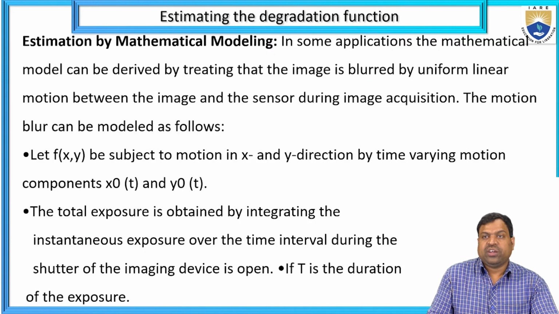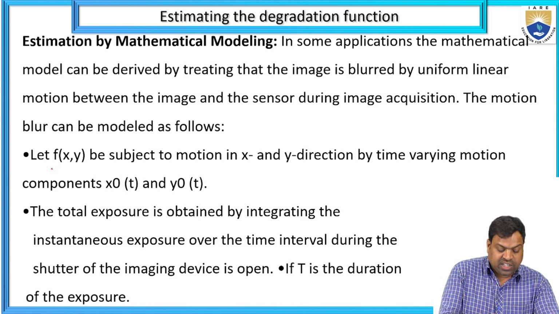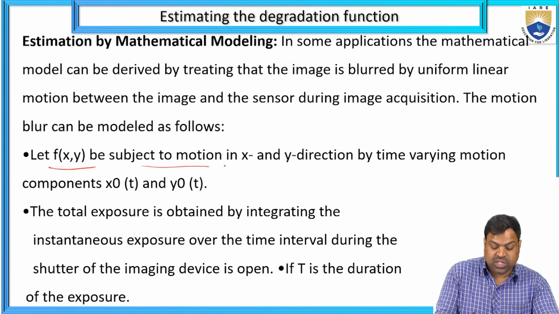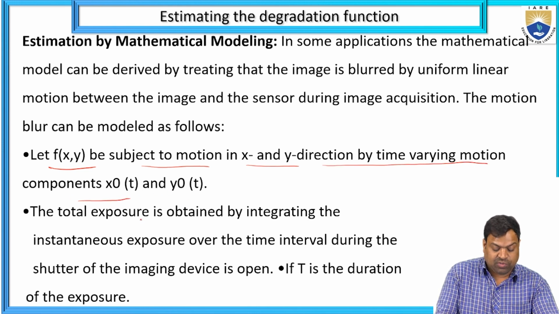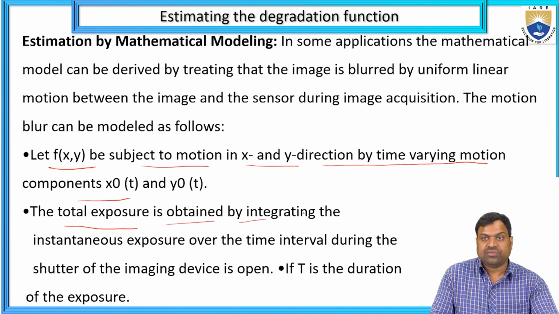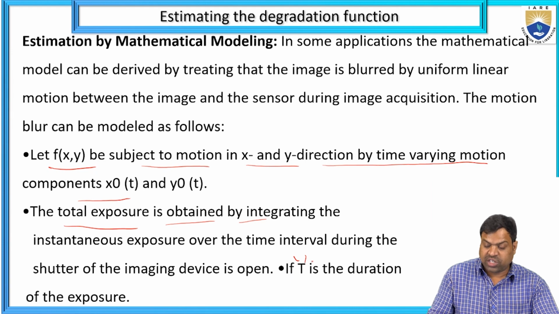Estimating by mathematical modeling. In some applications, the mathematical model can be derived by treating the image as blurred by uniform linear motion between the image and the sensor during image acquisition. So the motion blur can be modeled as follows. Let f of x, y be the noiseless image, in the x and y directions. The time varying functions are x0 of t and y0 of t. The total exposure is obtained by integrating the instantaneous exposure over the time interval during which the shutter of the imaging device is open, if T is the duration of the exposure of the device.